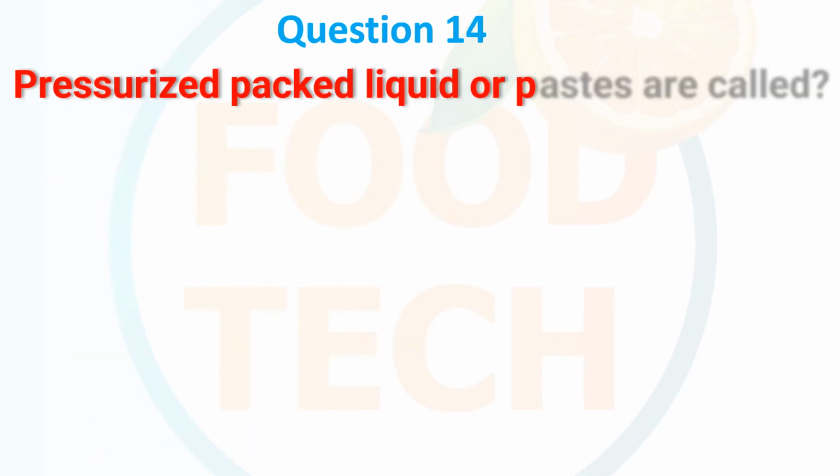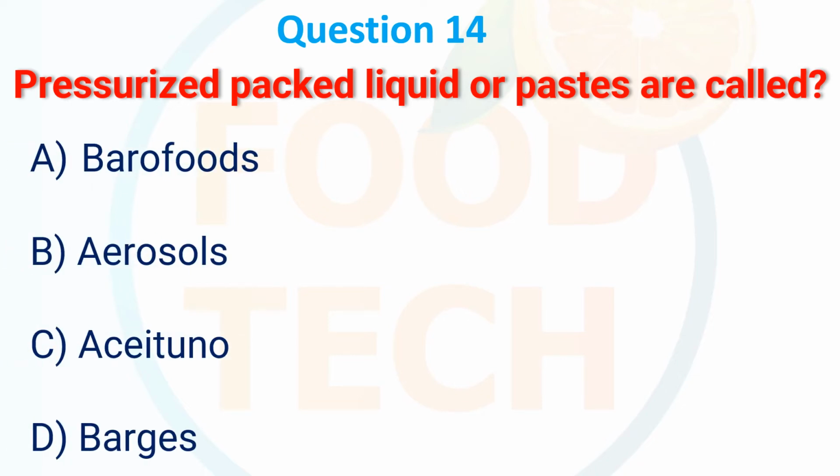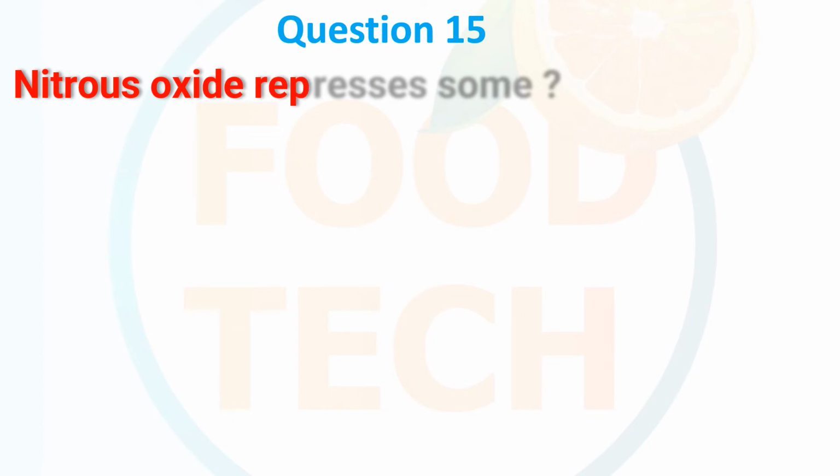Pasteurized liquor or paste that is packaged is called A. Barrow food. B. Aerosol. C. Acetone. D. Bar gas. The answer is aerosol.